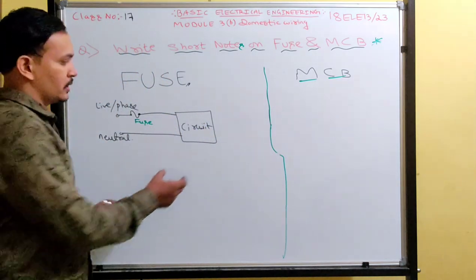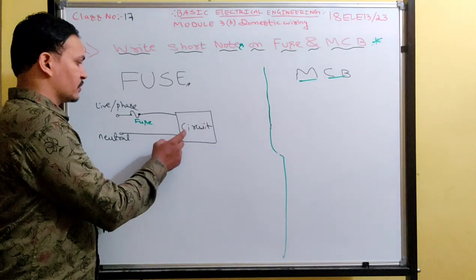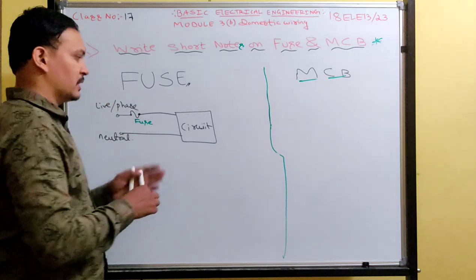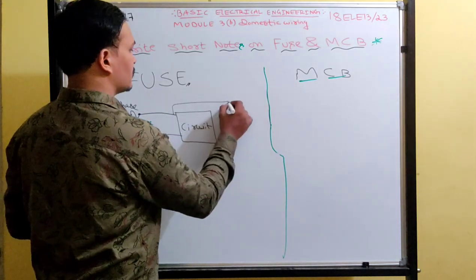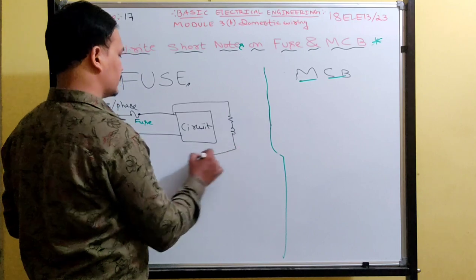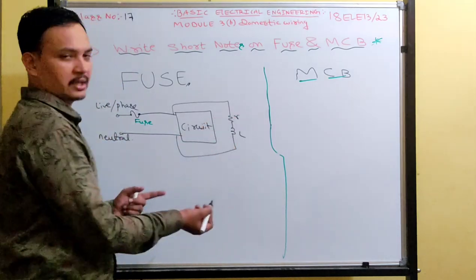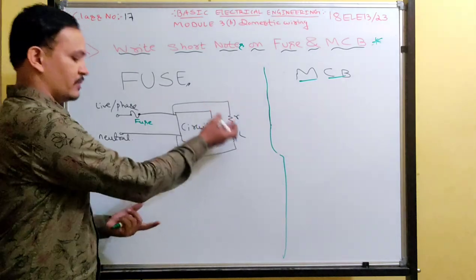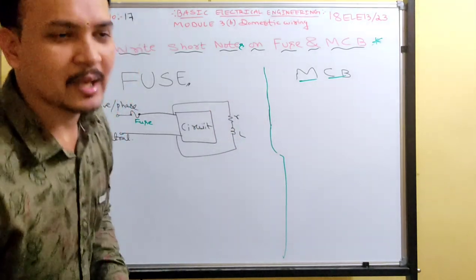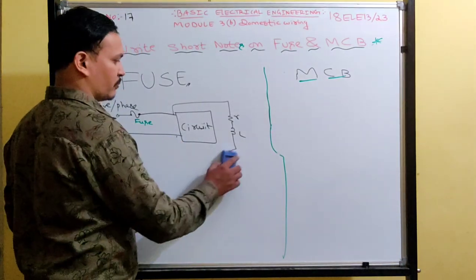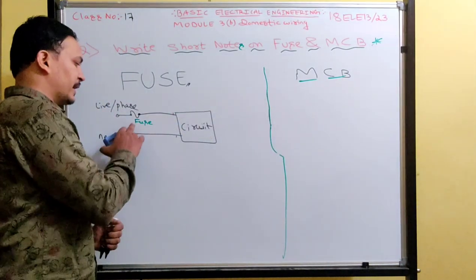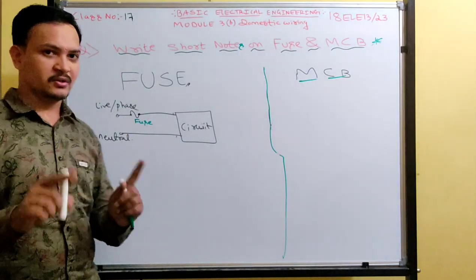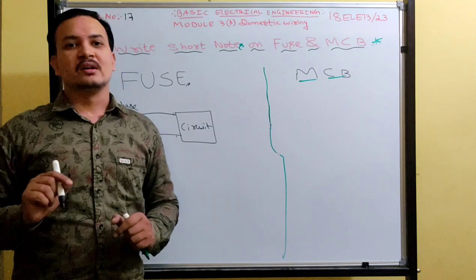See, I have drawn it on the board. This is some circuit and we should connect the fuse. See, the fuse is connected in series with the circuit. Let's consider the circuit has some RL load, resistive and inductive load. It may be resistive load or inductive load or capacitive load. Whatever it may be, we should connect the fuse in series with the circuit. This is the key point.